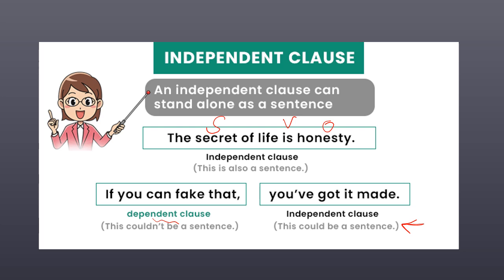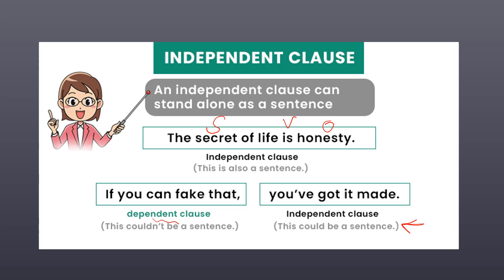But when I say, "If you can fake that, you have got it made." If you can fake that, what will happen if I can fake it? So this one is dependent because it needs another clause to complete it, which is "you have got it made." Okay, so this is a complete sentence.